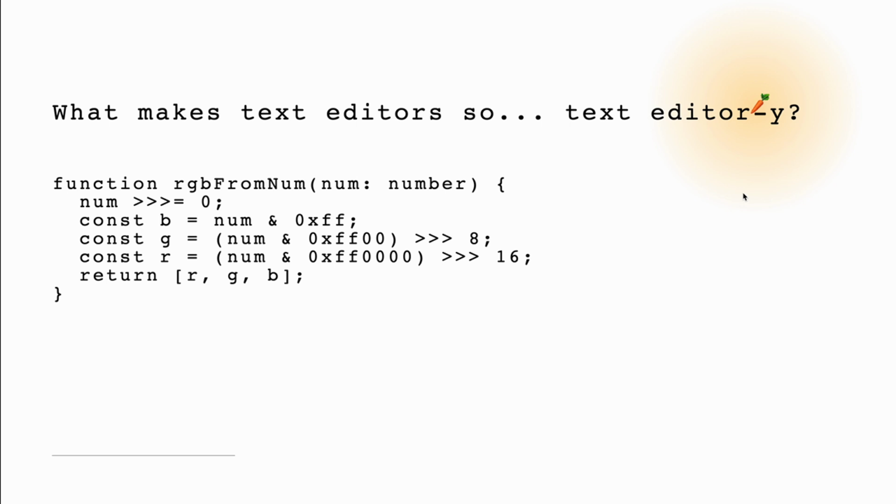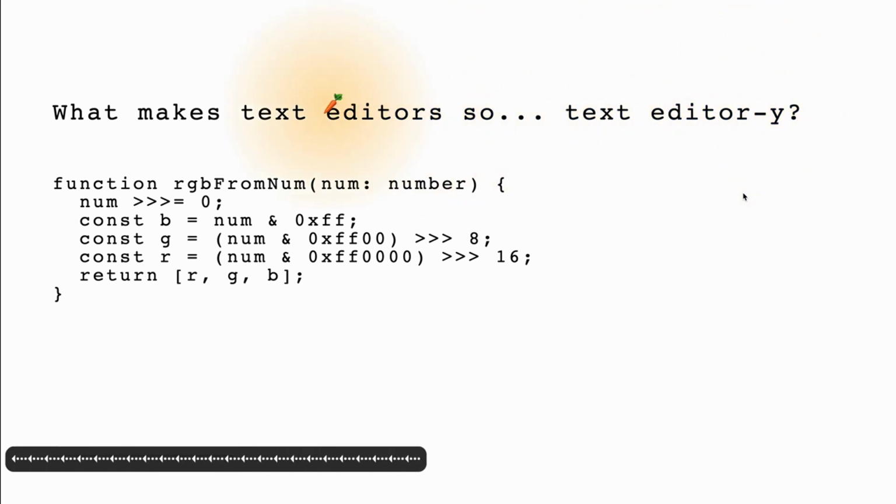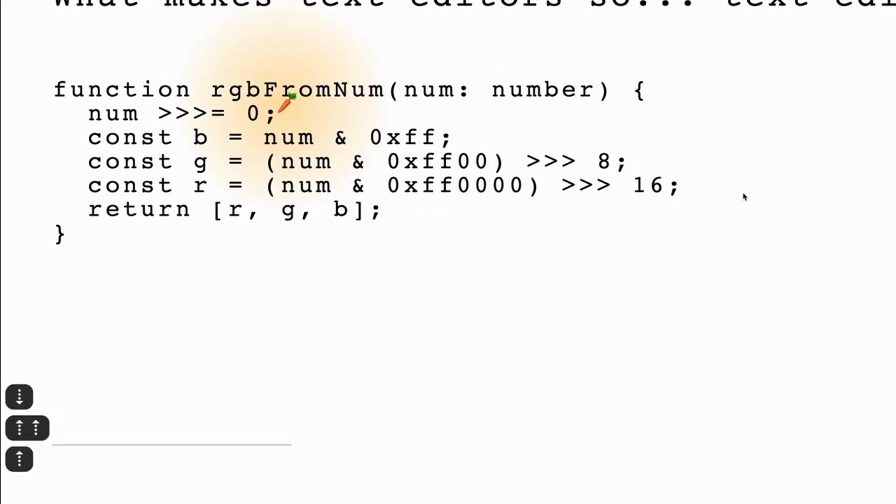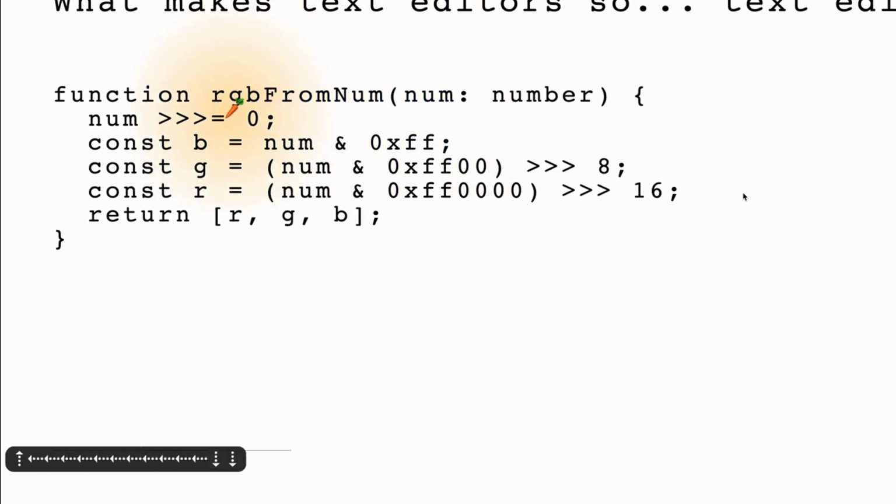What makes text editors so text editory? I want to answer this question from a spatial and visual perspective so that I can apply my answer to visual and spatial editors. To consider this, let's look at this example code snippet down here. I can navigate this code snippet just like a normal text editor.